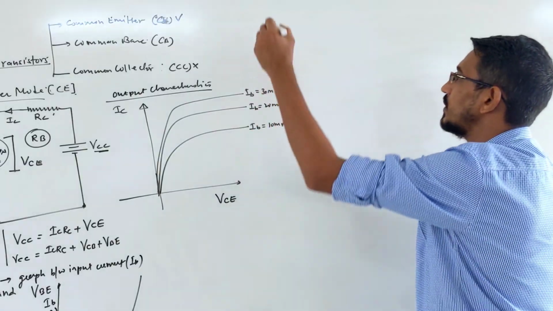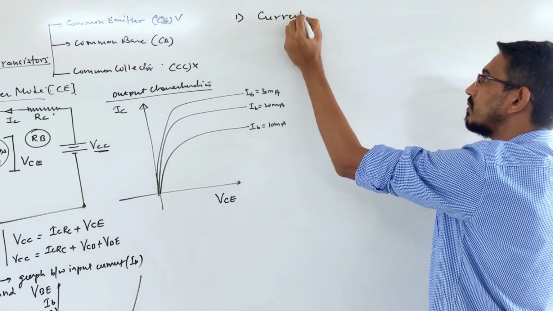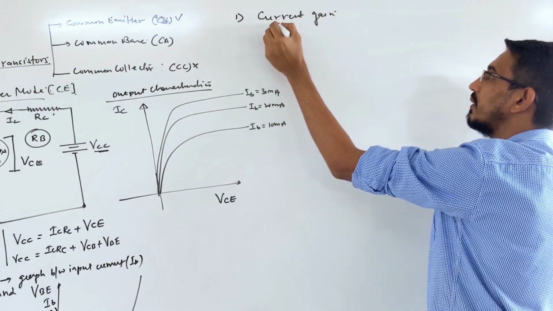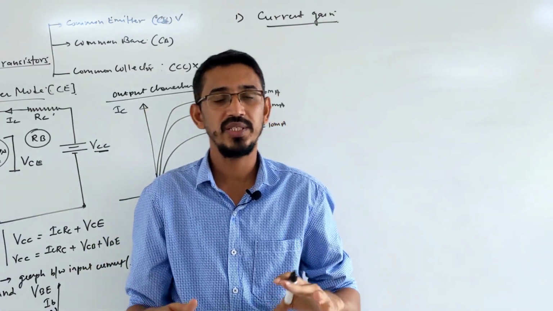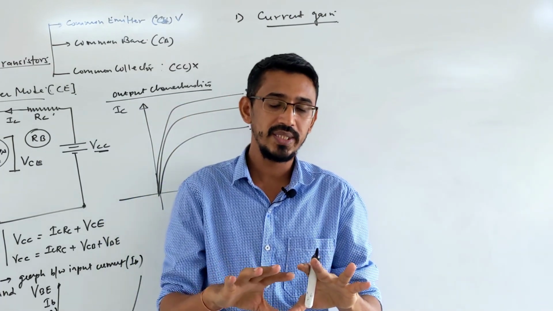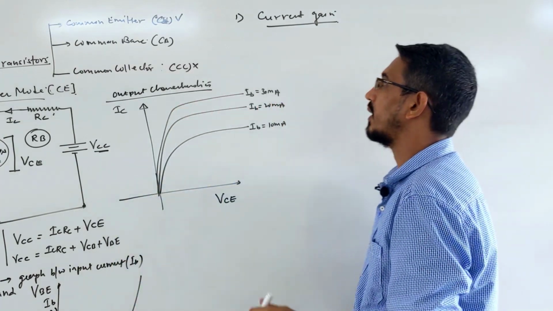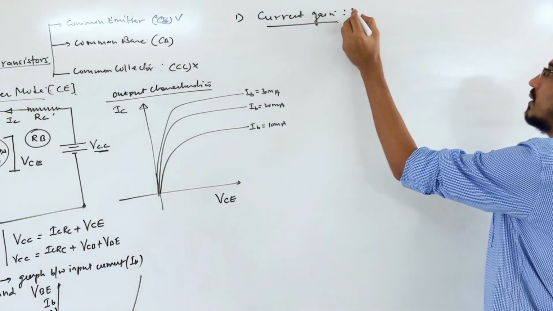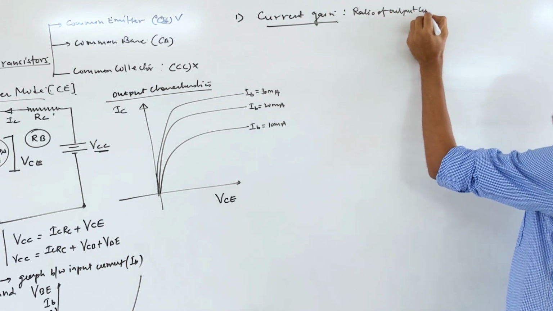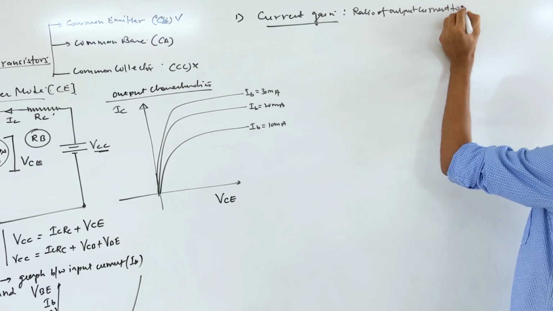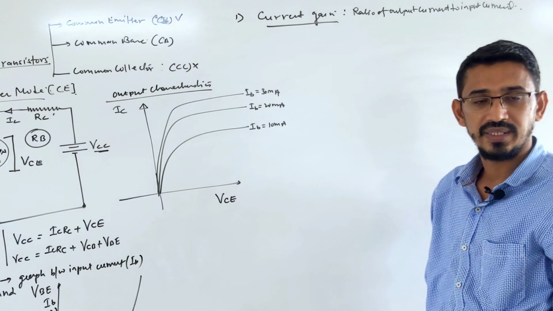First important mathematical point is called current gain. So what is current gain, or any other gain like voltage gain, resistance gain, power gain? Gain means output by input. So when you're talking current gain, what's the definition? Ratio of output current to input current. This ratio is obviously your current gain.